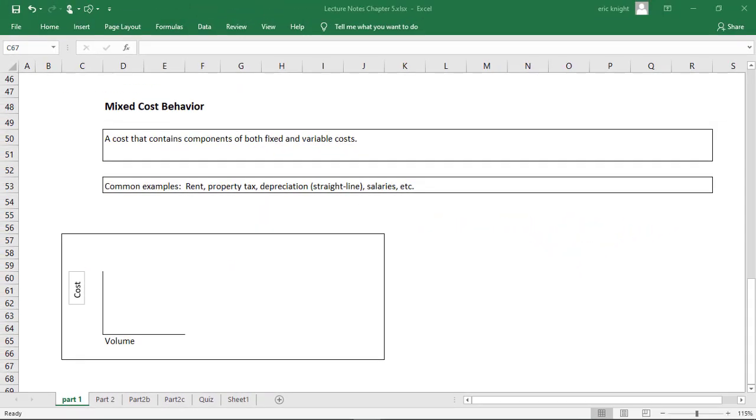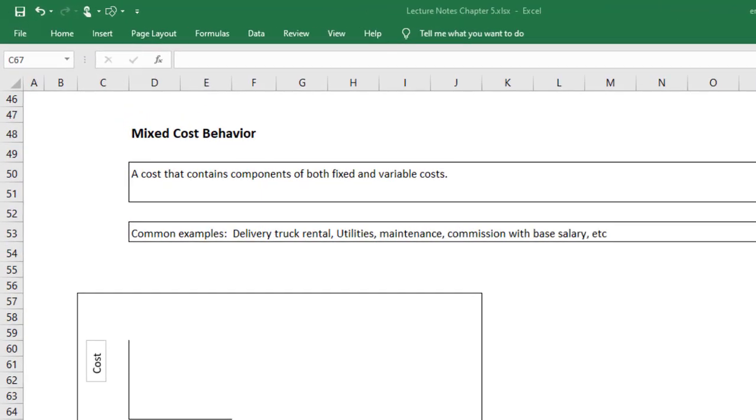Now, some costs don't fit nicely as either a fixed or a variable cost. They have components of both in the way they behave. So a common example could be a delivery truck, where you pay $50 a day and then 20 cents per mile. So there's a variable amount, you pay more by driving more miles, and then there's a fixed amount, it's $50 a day whether you drive at all.